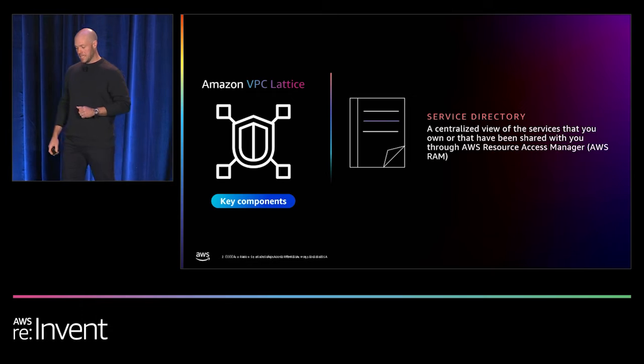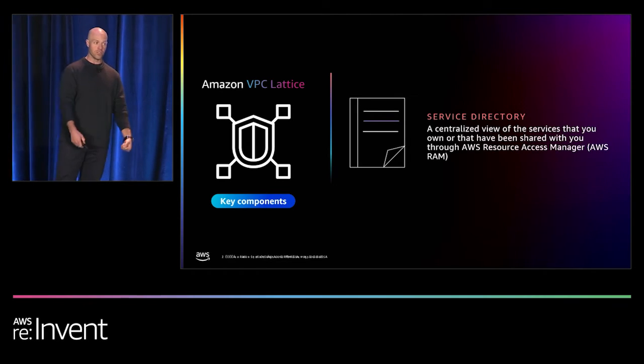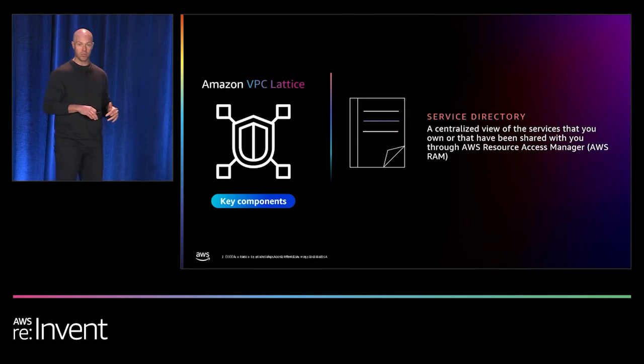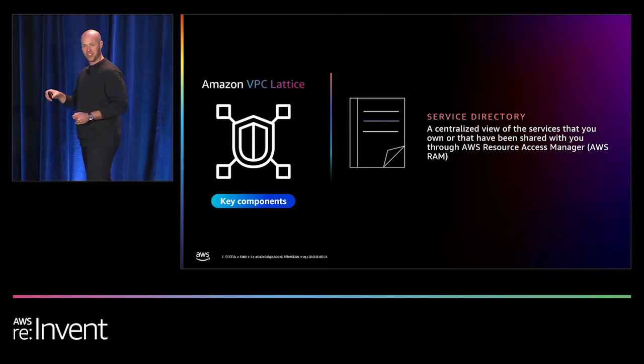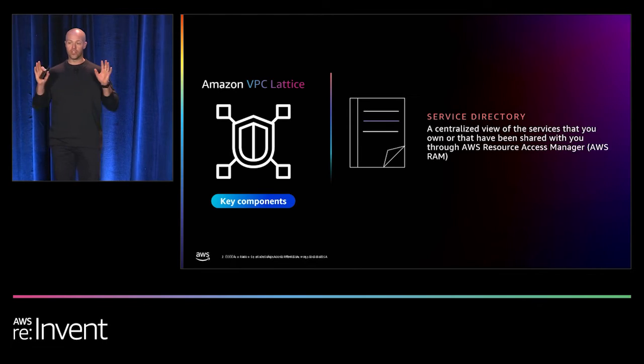Service directory. This is an account-level view of all of the services that you created or were shared with you through Resource Access Manager. I mentioned this probably a couple times, and I'm probably saying it over and over again, but we integrated with Resource Access Manager. And so you can share two different types of resources. You can share service networks, or you can share services, and/or. So it gives you a lot of flexibility depending on who you're dealing with.